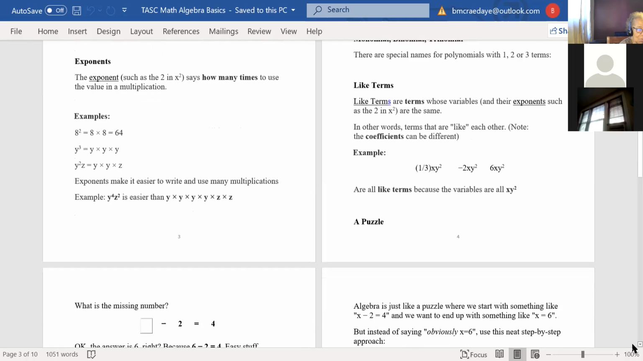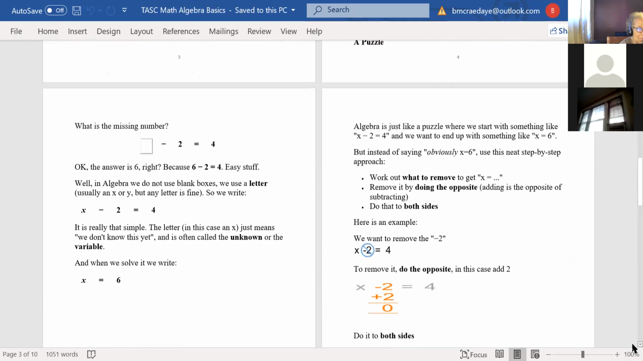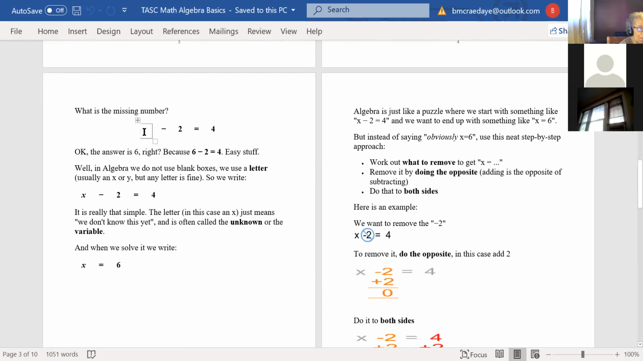Now, in algebra, you have what we call a puzzle. Like here, what goes in this entity right here? What goes here? What number minus 2 is 4?